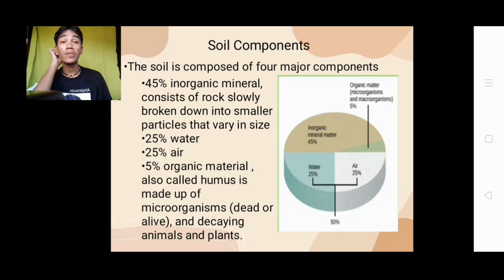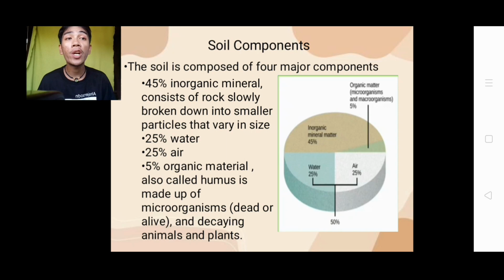And now let's proceed to soil components. The soil is composed of four major components. First, 45% inorganic mineral, which consists of rocks slowly broken down into smaller particles that vary in size. And of course, it has 25% water, 25% air, and 5% organic material, also called humus, which is made up of microorganisms, dead or alive, and decaying animals and plants.